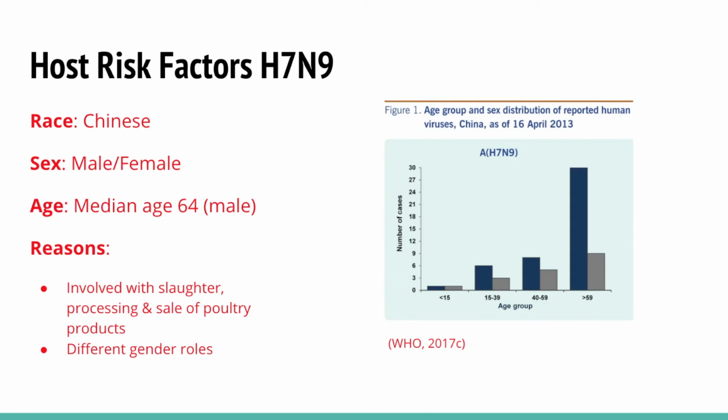Males and females may also be affected by the virus. The median age that is more likely to be affected is 64-year-old men, and this is due to different gender roles. Most of the men are poultry farmers compared to the women who stick to the fields that produce vegetables and rice.